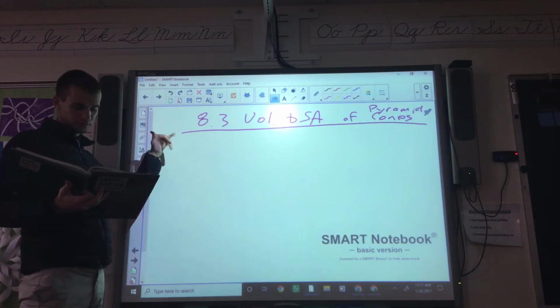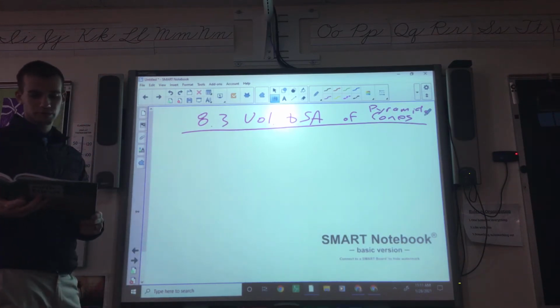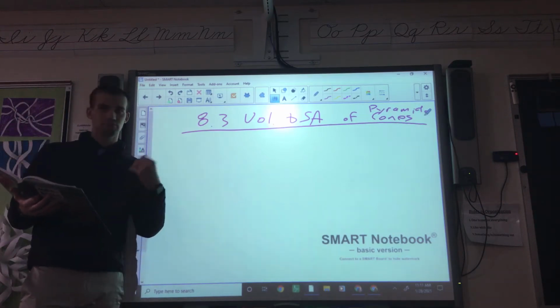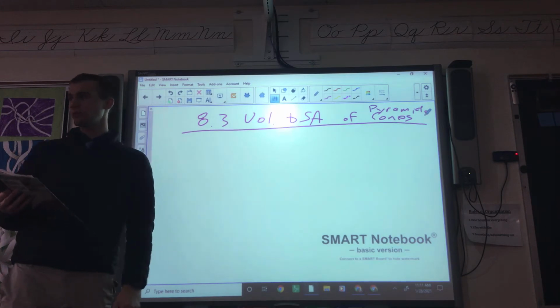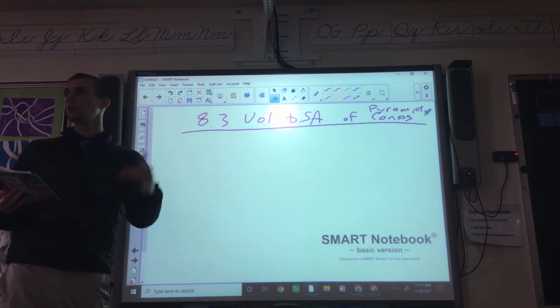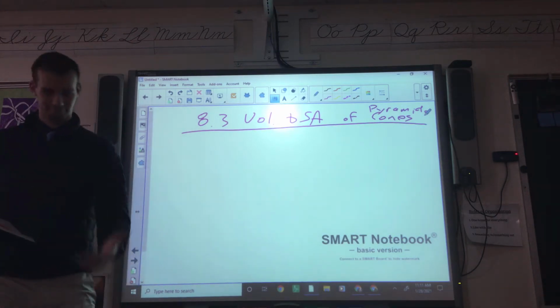So on page 142 you can see they've got the base and the height of different pyramids. Some of them have a square base, that makes them a square pyramid. Some have a triangular base, that makes them a triangular pyramid. There you go.